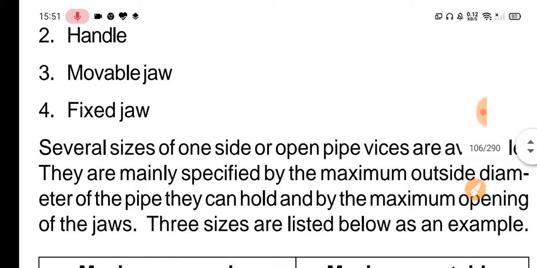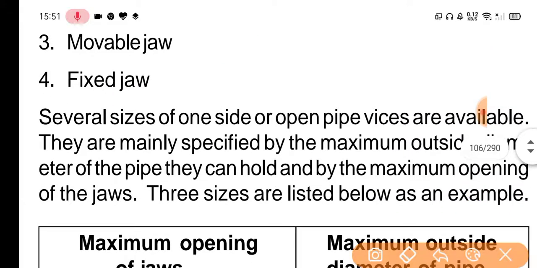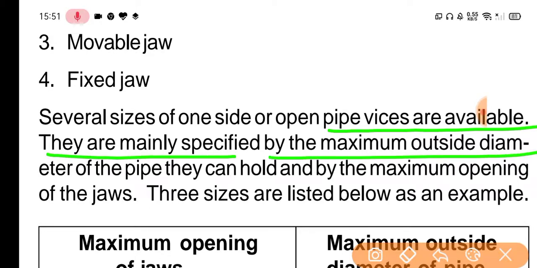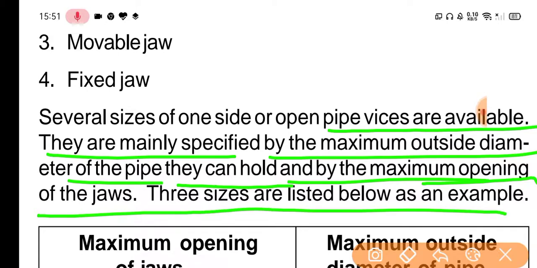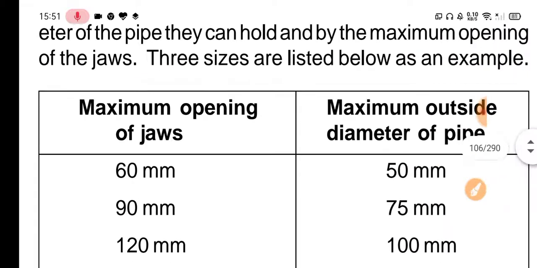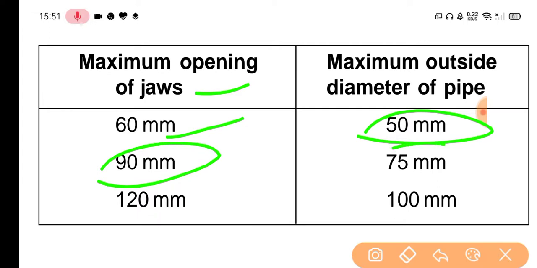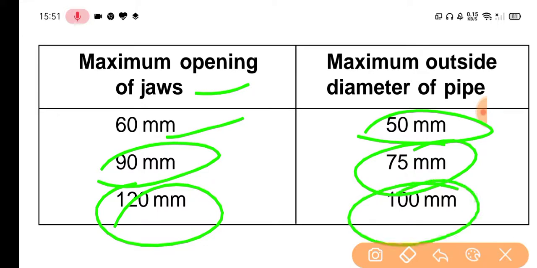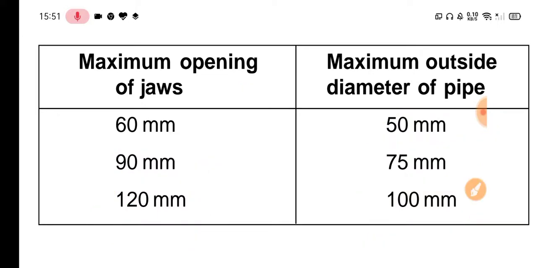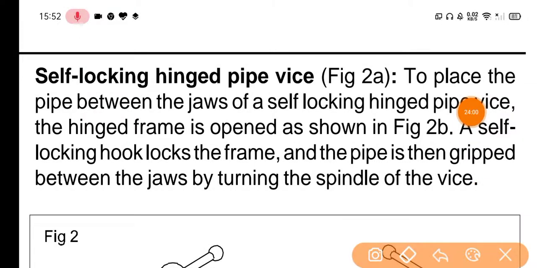Several sizes of one-side open pipe vise are available. They are mainly specified by the maximum outside diameter of the pipe they can hold and by the maximum opening of the jaw. Three sizes are listed below as an example. Maximum opening of jaw 60 mm, maximum outside diameter 50 mm; maximum opening of jaw 90 mm, maximum outside diameter 75 mm; maximum opening of jaw 120 mm, and maximum outside diameter 100 mm.